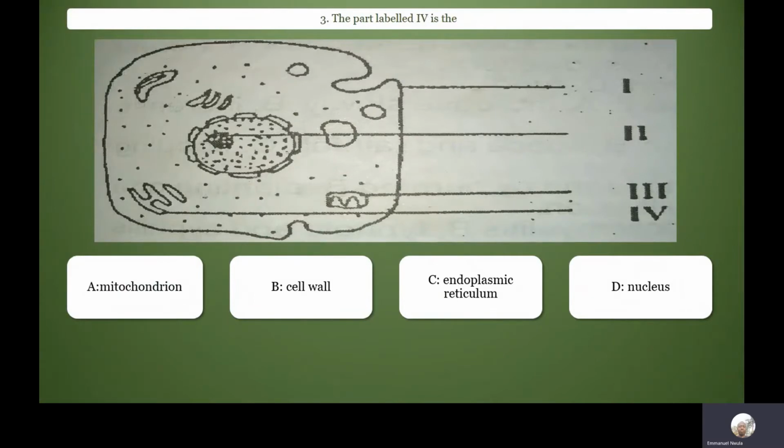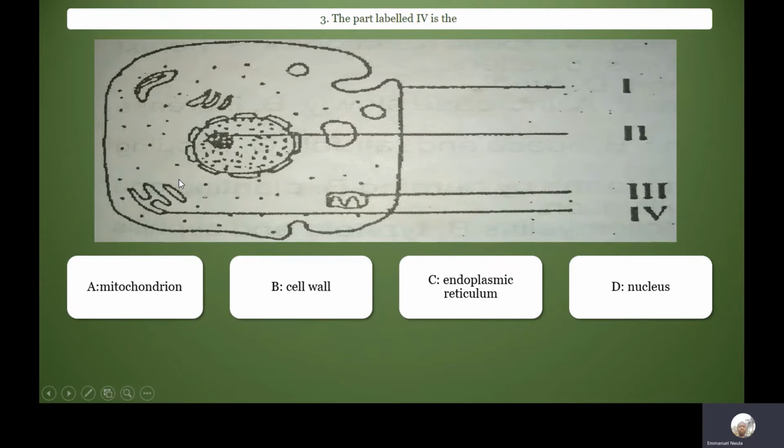Number 3, the part labeled IV is the endoplasmic reticulum, C. That's the endoplasmic reticulum. The endoplasmic reticulum is involved in transport of materials within the cell.